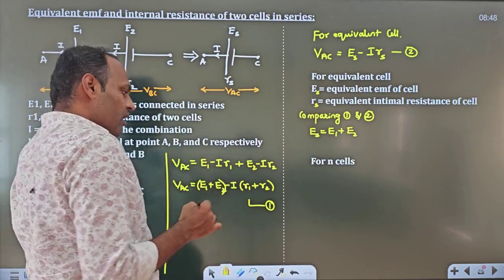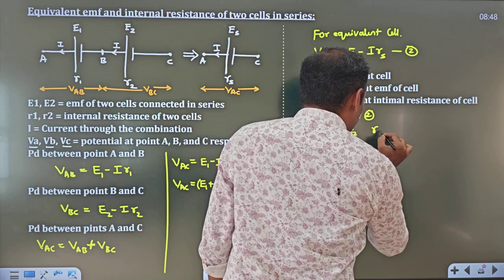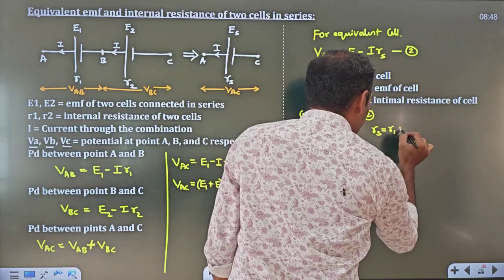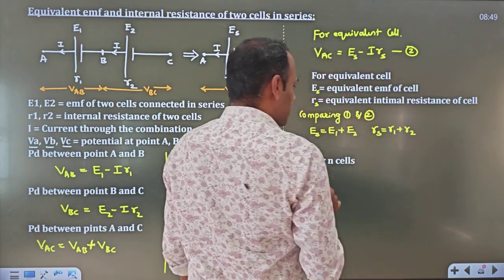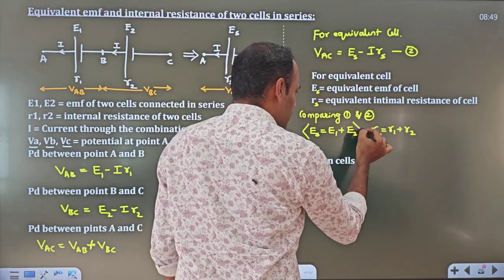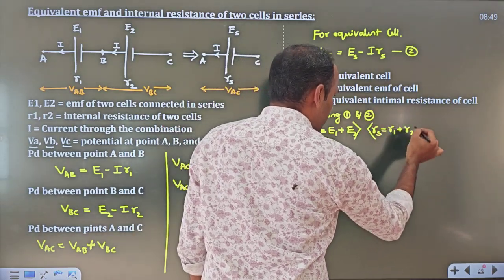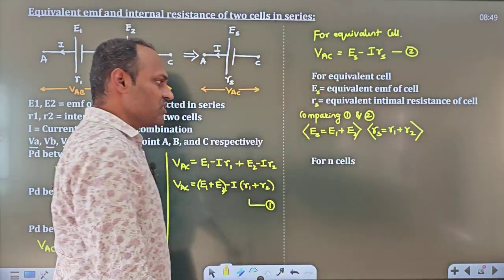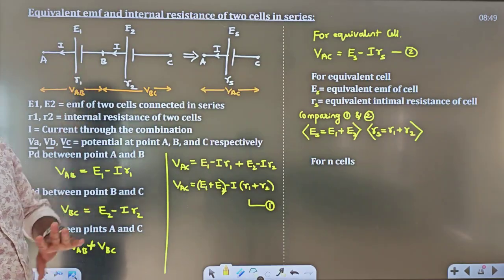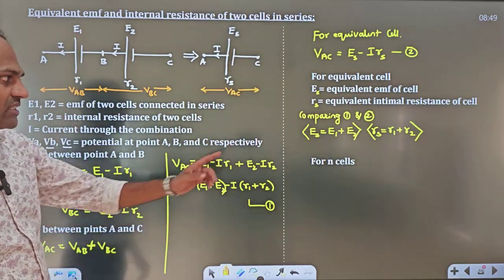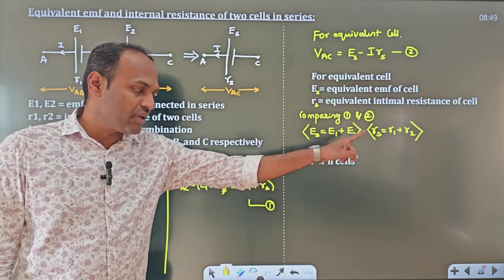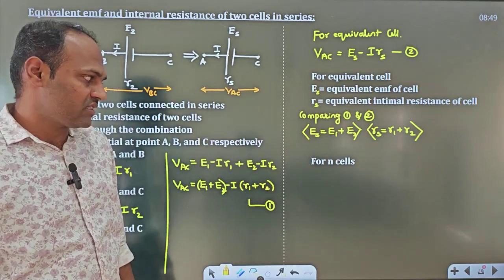And RS is equal to R1 plus R2. So this is the effective EMF and effective internal resistance when two cells are connected in series.